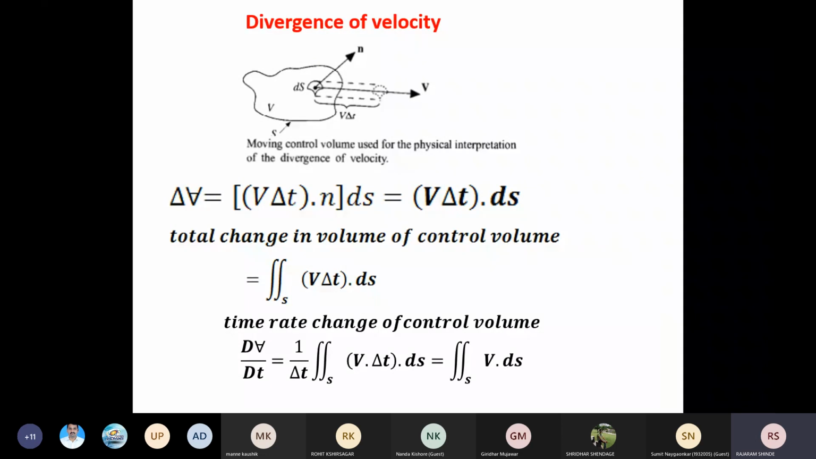Now when we want to calculate the time rate of change of this control volume, you will get dV by dt equal to 1 upon delta t times V delta t dot dS. Here you can see what I have done.